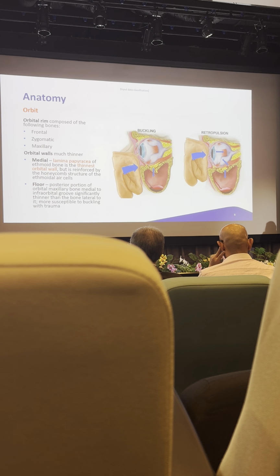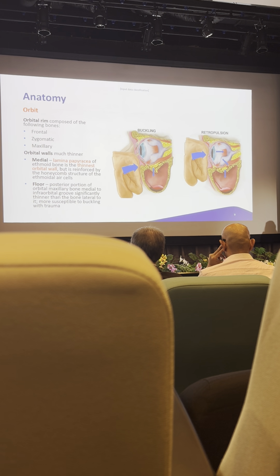However, despite the LP of the medial wall being the thinnest orbital wall, the floor of the orbit is the most frequently fractured and most severely disrupted part of the orbit. Even though the LP is the thinnest, it is reinforced by the honeycomb structure of the ethmoidal air cells just adjacent to it. However, the posterior part of the orbital wall is the weakest, as the part medial to the infraorbital groove is significantly thinner than the bone lateral to it.